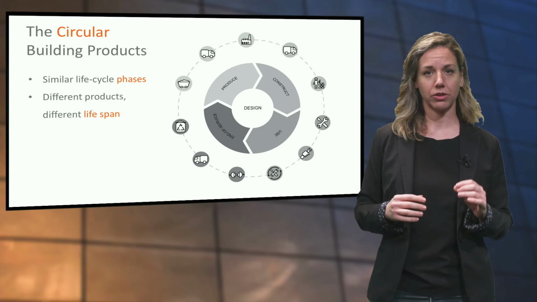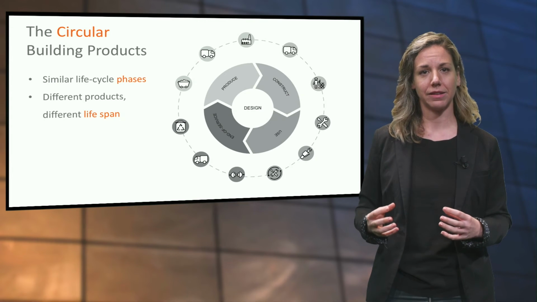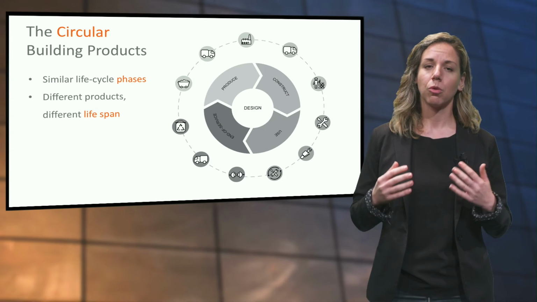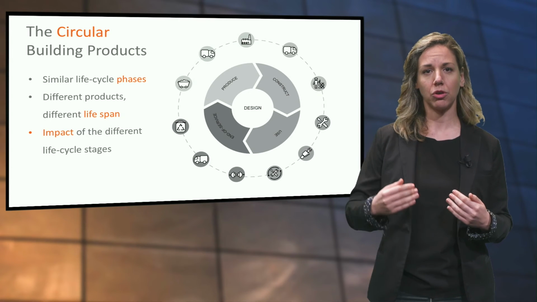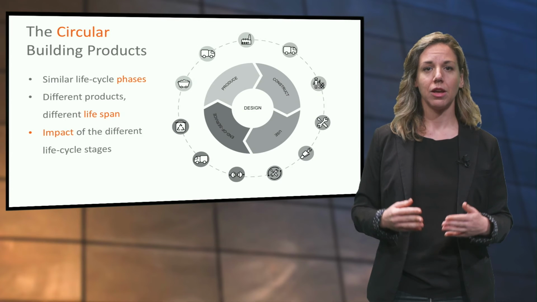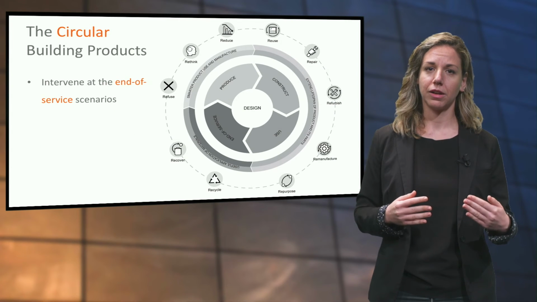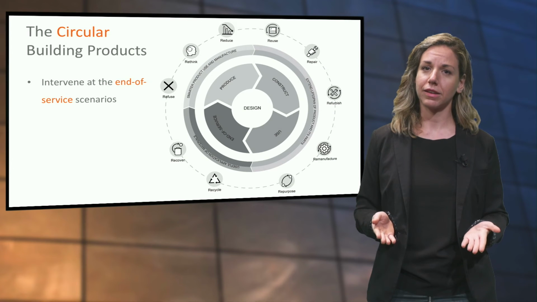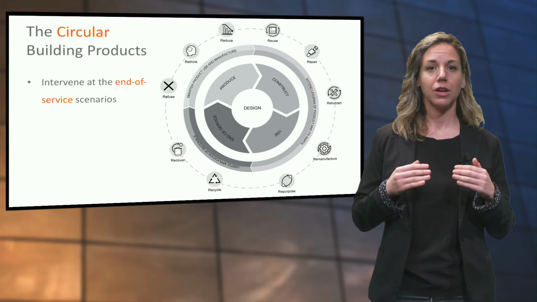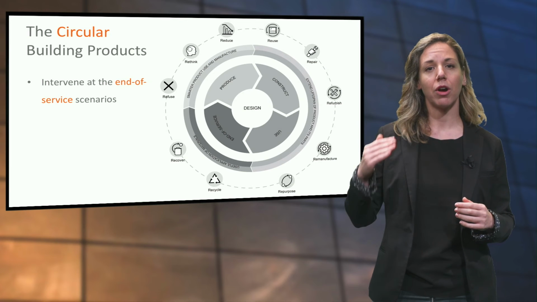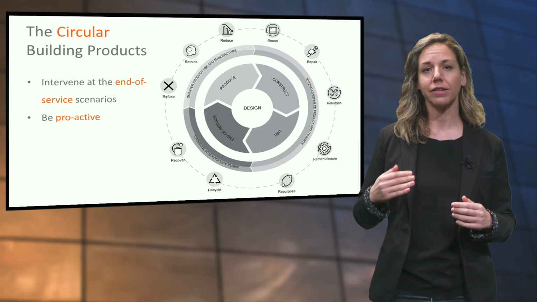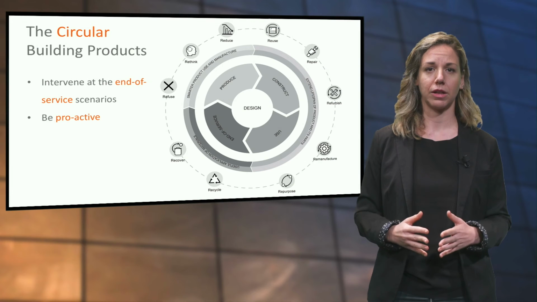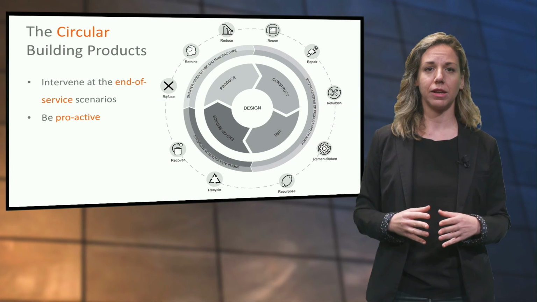Recognizing the importance of the different life cycle stages and their environmental impact will help us to close the loops and move towards a circular built environment. We can, for example, intervene at the end of service scenario by reusing or recycling, as in the case of the brick. To make this happen, we need to be proactive and think in advance how to extend the life cycle of the product or recover and reuse the material.